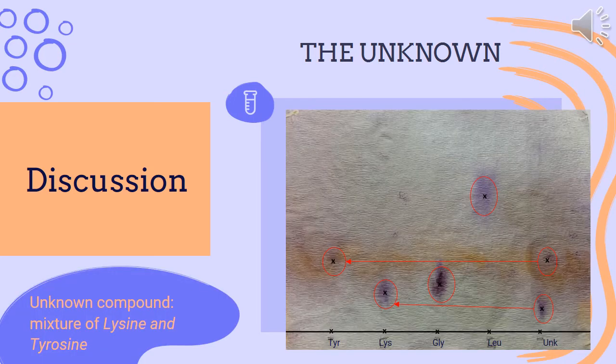For our unknown, through visualization, you can see that 2 amino acids separated, and each one has almost the same distance as lysine and tyrosine. They also have close RF values with the said amino acids, so our unknown compound is a mixture of lysine and tyrosine.